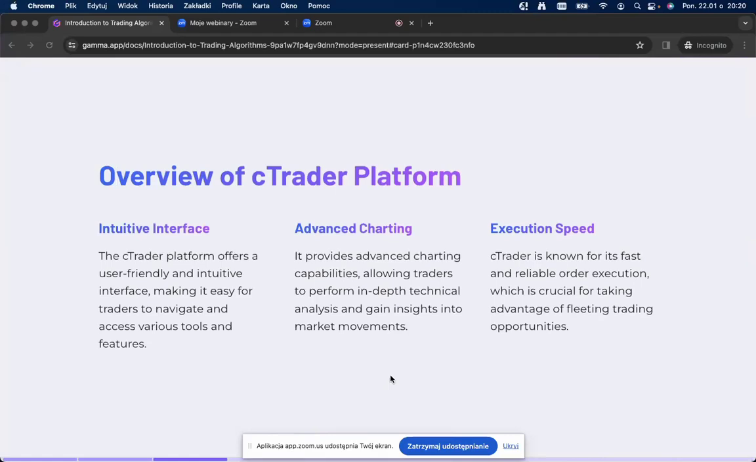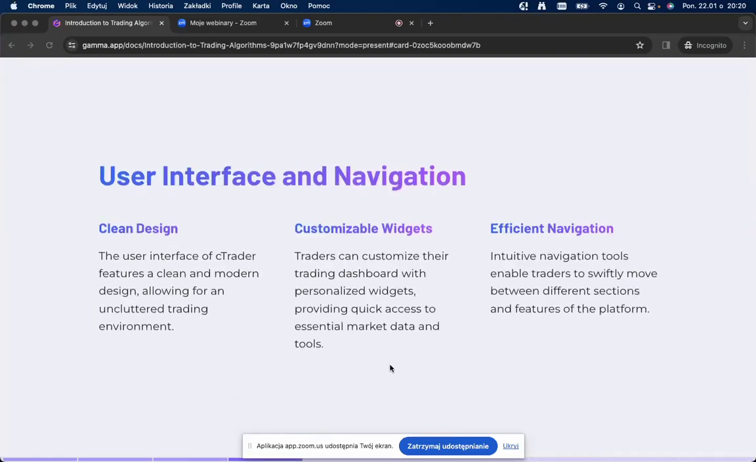Intuitive interface, which is user friendly, making it easy to navigate and access various tools and features. It has advanced charting that allows traders to perform in-depth technical analysis and gain insights into market movements, and it is very, very fast. The cTrader platform is known for its fast and reliable order execution, which is, of course, as I said, crucial to take advantage of fleeting trading opportunities, right? So these are the cTrader platform advantages.